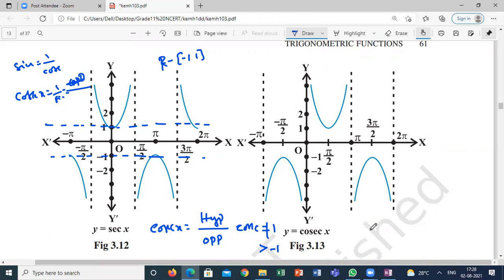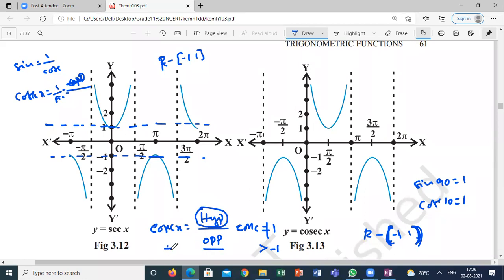Why here is it R minus open brackets -1 comma 1? Why is it open brackets, not closed braces? Because sine 90 is 1, cosecant 90 is also 1. So 1 is part of the range. Open braces -1 comma 1, because the hypotenuse is always greater than or equal to the opposite side. At 90 degrees it is equal to the opposite side.